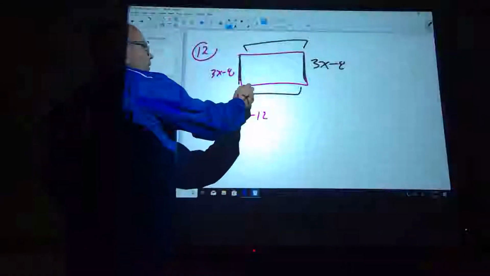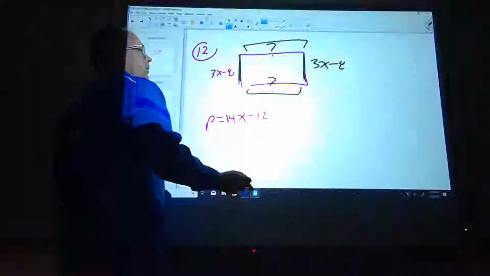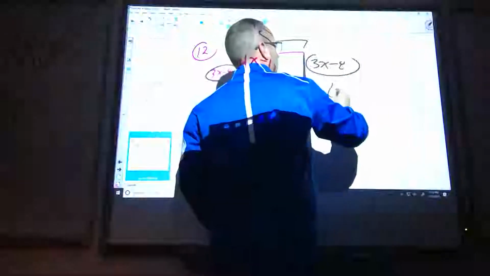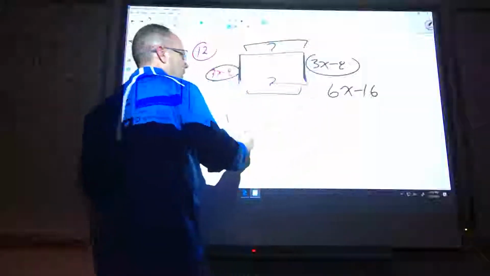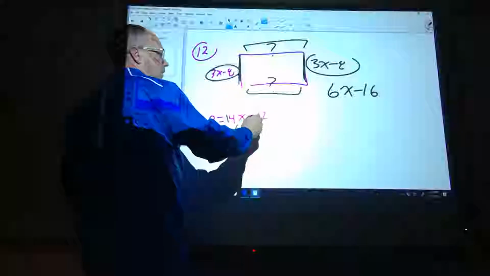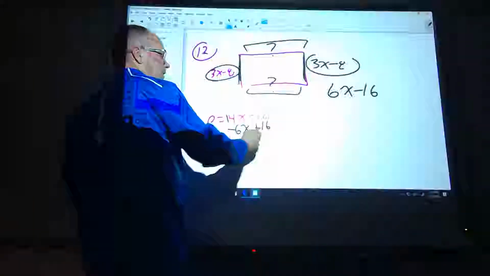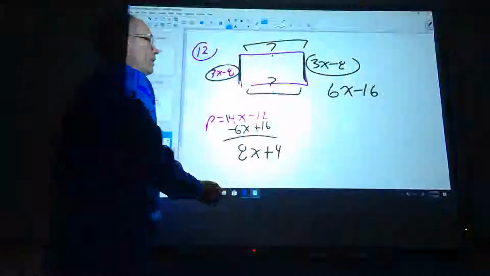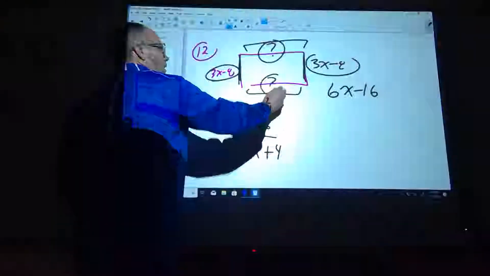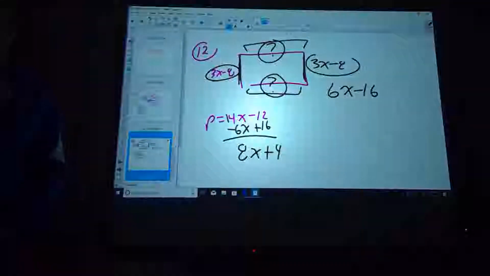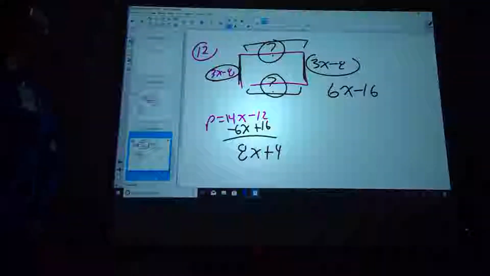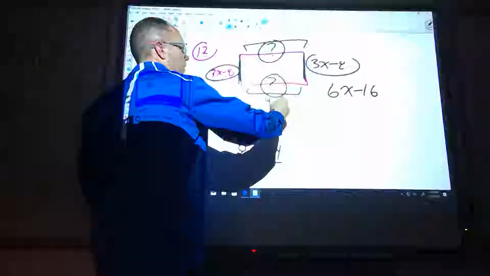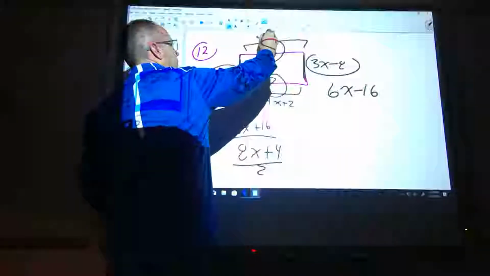All right, so if I don't know what this side and these sides are, I can make those both question marks, right? So if I combine this and this, that's going to give me 6x minus 16. And if I subtract those from here, 6x, and then add the 16, that's going to get me 8x plus 4. So between here and here is 8x plus 4. If they're both the exact same length, how much is each question mark? Well, you basically have to divide it by 2. So you find that you get 4x plus 2 and 4x plus 2.